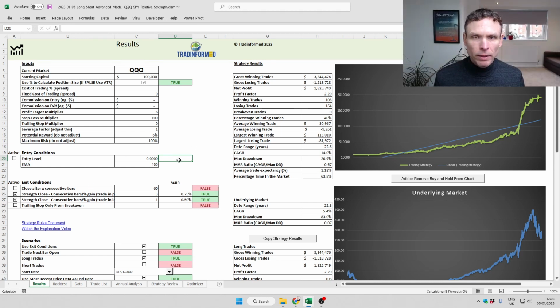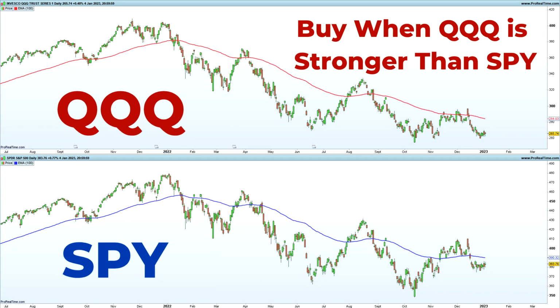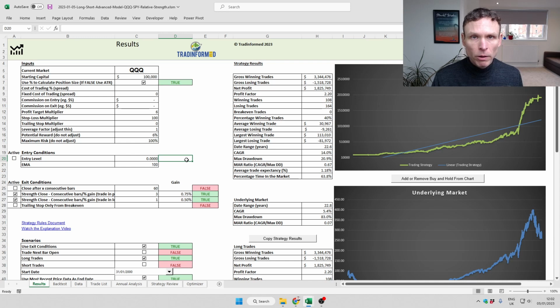Now let's have a look at the entry conditions. You can see here there's one in particular that I'm showing here, the entry level of 0. This means that the Qs are getting stronger relative to the SPY. Nasdaq is strengthening relative to the S&P 500, which means that we're in a momentum environment and we can trade long. Very, very simple.